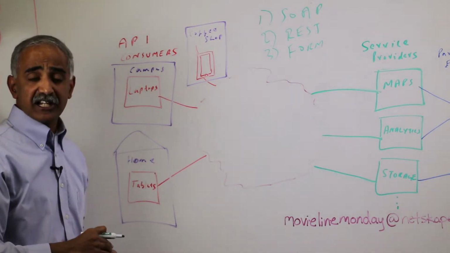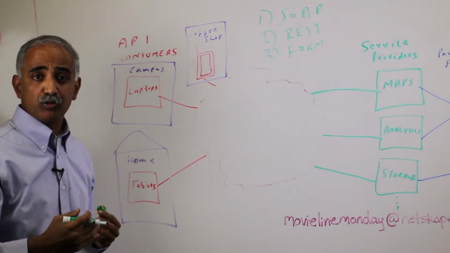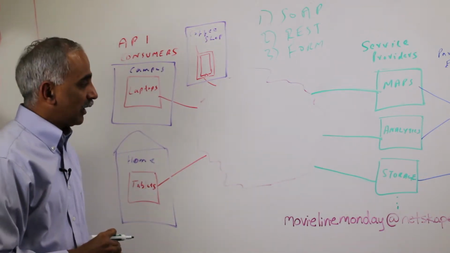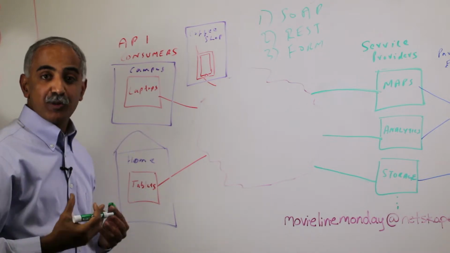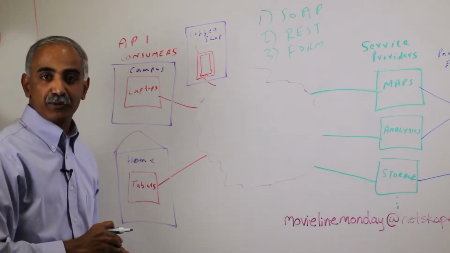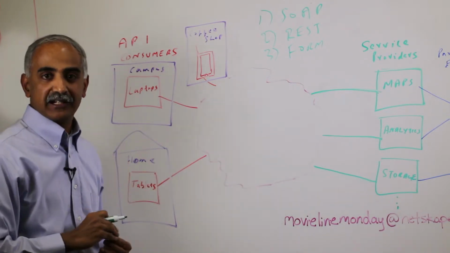Similarly, a lot of applications use analytics. They want to keep track of who is using the application, right? So that's another example of an API. Then there are places where you may want to store things, like you write a note and you want to store it. There are storage service providers where you can go and store data, right?